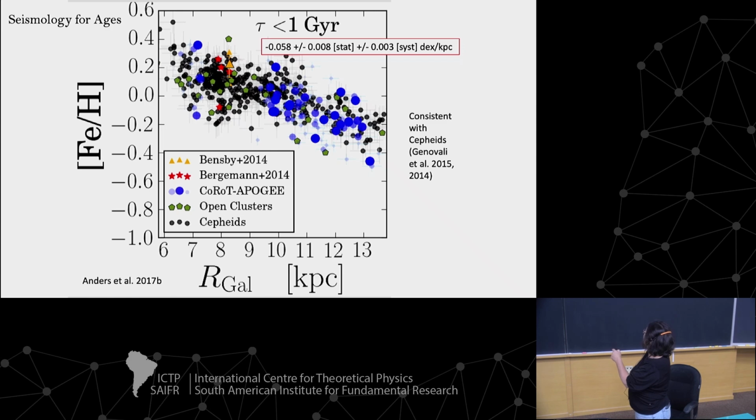And here, the blue points are the CoRoT stars, the stars from seismology for which I got ages, and I choose those that are younger than 1 gigayear. And what you see is that the CoRoT stars are on top of the other stars. That means that the abundance gradient in the Milky Way exists and is kept up to 1 gigayear. The stars didn't move too much. But then you start going to the past, which is what you can do.